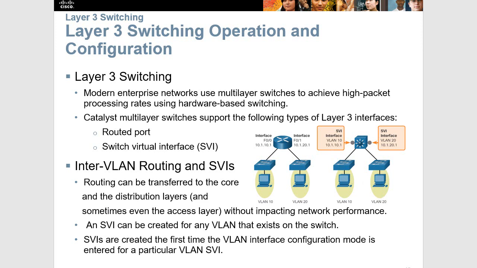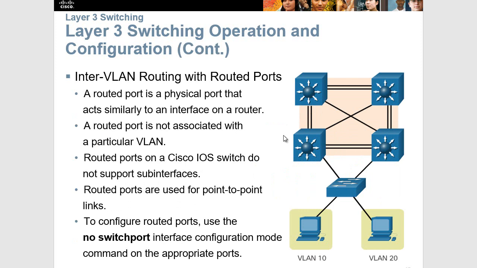Down here, if you're going to be using routed ports, basically you can turn any port on a layer 3 switch into a routed port by using the no switchport command when you're in that interface. Again, those routed ports on a switch are going to be used mostly for point-to-point or security devices. So a couple of the bullet points here. A routed port is a physical port that acts similar to a router interface, not associated with a particular VLAN. You cannot use sub-interfaces. It's used for point-to-point links, and you use the no switchport command in order to do that.